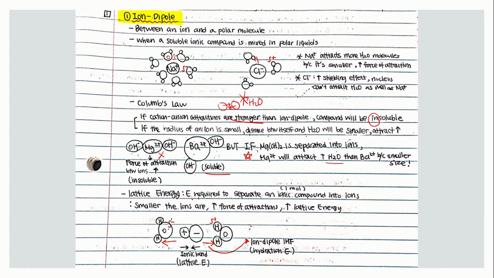The lattice energy is the energy required to separate an ionic compound into ions. And the smaller the ions are, the more force of attraction there will be, and the larger the lattice energy will be. Because if the ions are smaller, they will attract each other more strongly, and it will be harder for us to separate them into ions. And we have a diagram here. Ionic bond, the ions attracting each other very strongly, and the ion-dipole intermolecular forces, so water pulling them apart.